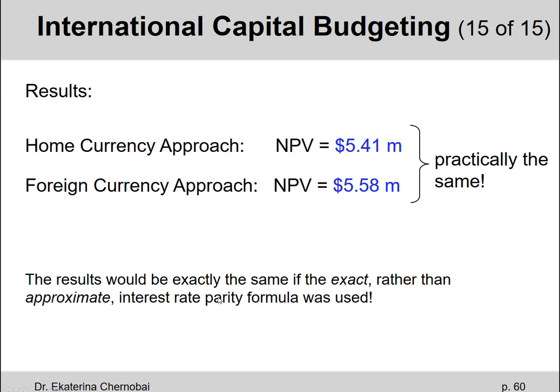interest rate parity approach that we used in the home currency approach to find the, what did we use it for? We used it to find the expected exchange rates for years 1, 2, 3, and 4 in the future. So if we use the exact versions of those interest rate parity formulas, we would get also $5.58 million, just like with the foreign currency approach.